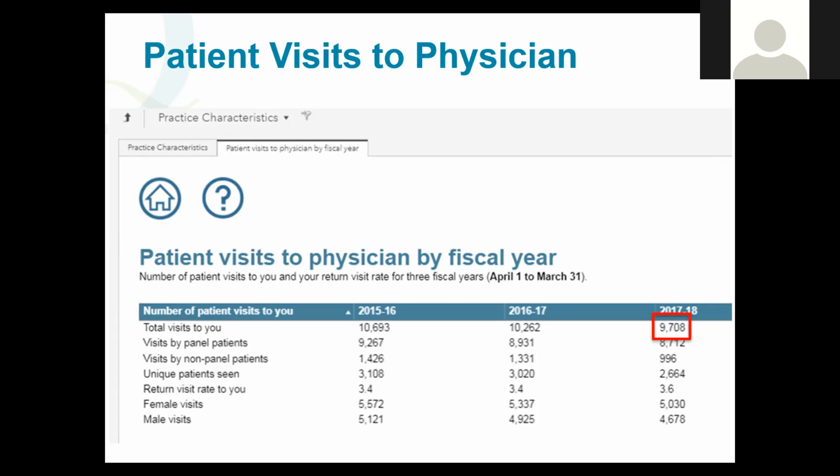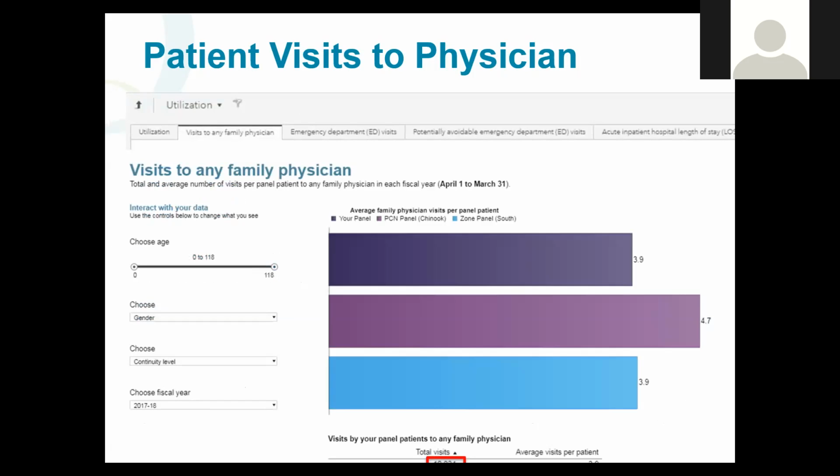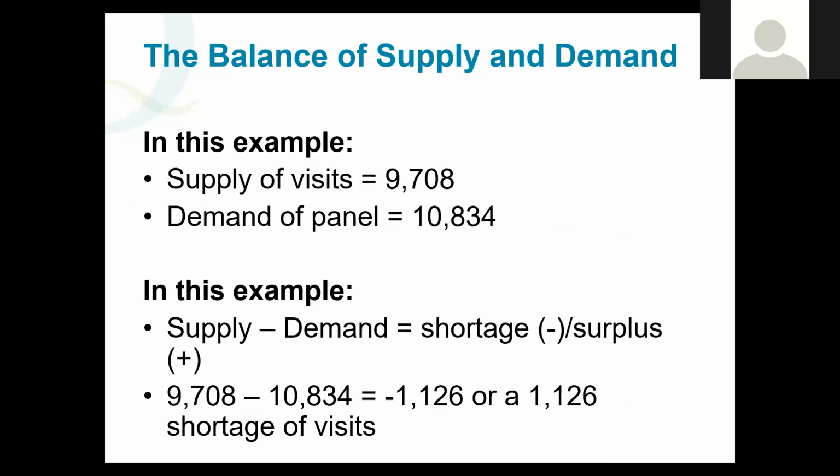We have the supply now, but what was the demand of this panel? We would want to go to the utilization section of the report to find this. So under visits to any family physician, remember that we're wanting to look at the entire panel and not just the visits to this particular family physician. We want to look at all visits. This physician's panel required a total number of visits of 10,834, and so this is the demand of the physician's panel.